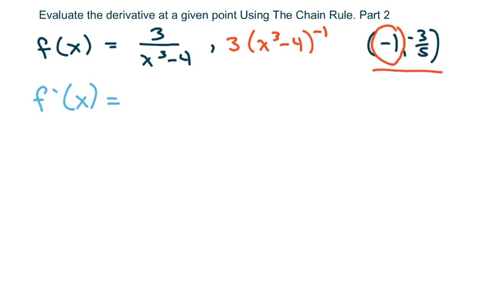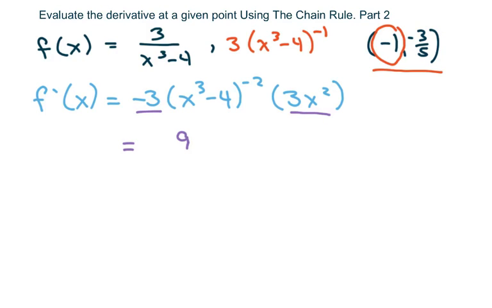and we do the outer function first. That's going to be negative 1 times 3 is negative 3, (x cubed minus 4), and negative 1 minus 1 is negative 2. And then you take the derivative of your inner function, which is going to be 3x squared. Alright? So then I'm going to multiply these two together. That's going to give you negative 9x squared. And I'm going to move this quantity to the denominator, so it's going to be (x cubed minus 4) squared.